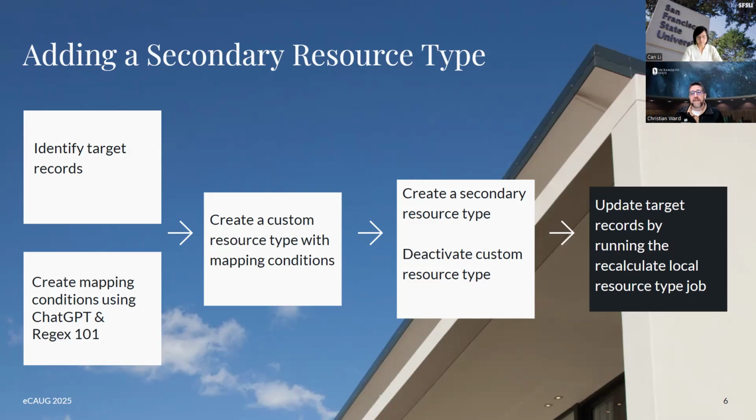After we've done that, our last step is to use our target record sets and we run a job, the recalculate local resource type job. And this will update all of our records with our active secondary resource types.